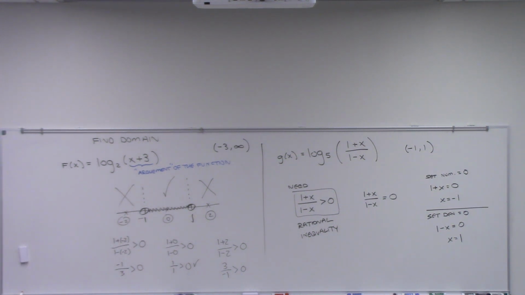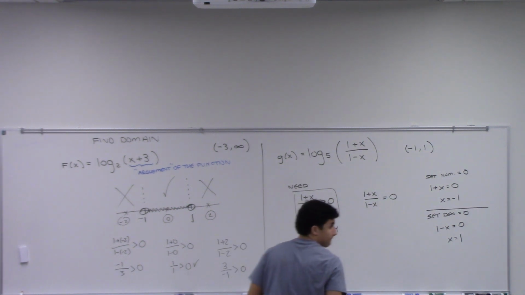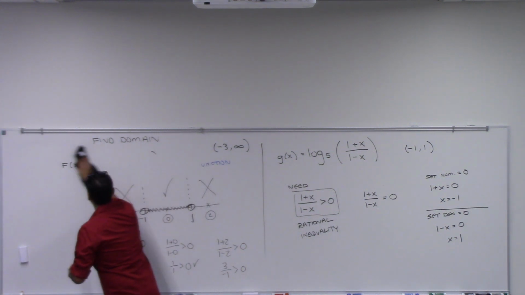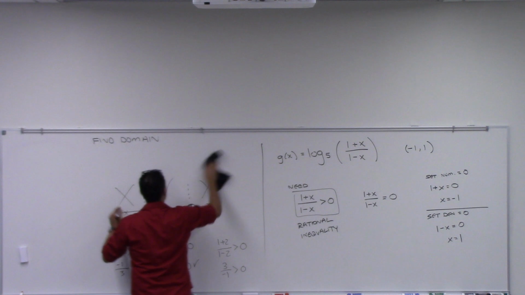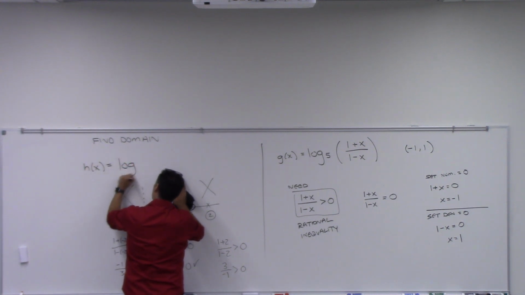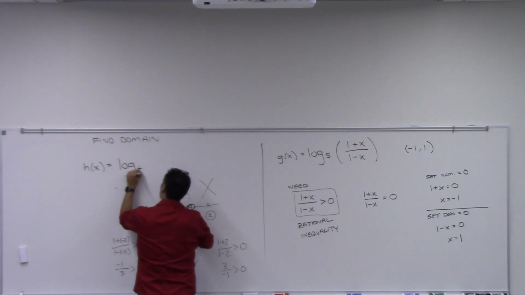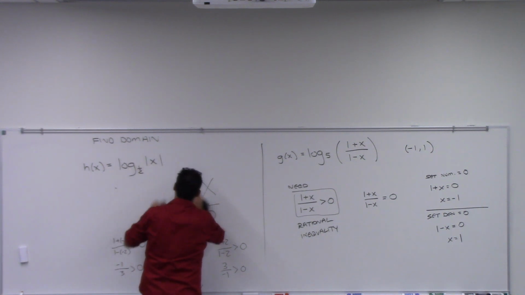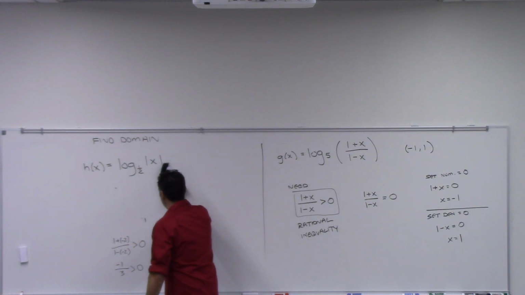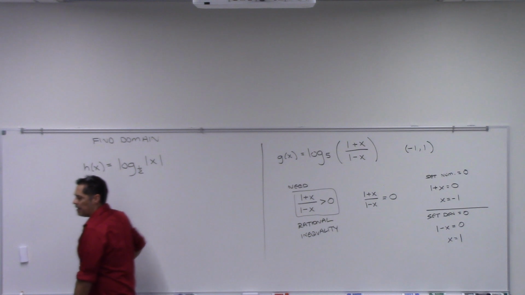Let's see if the next one's worth us doing. That's an interesting one. I think it's worth us looking at. H of x equals log base 1/2 of the absolute value of x. I think we might be able to just figure this out without writing anything down.